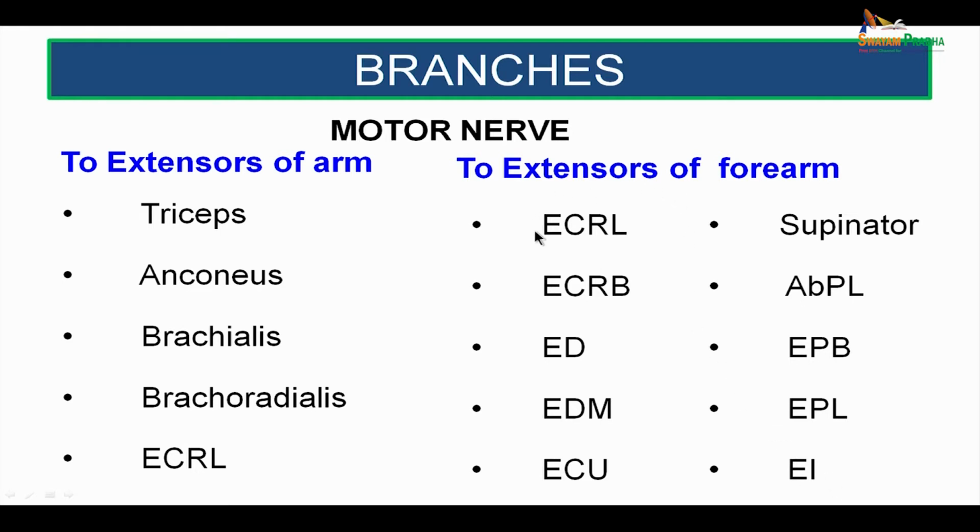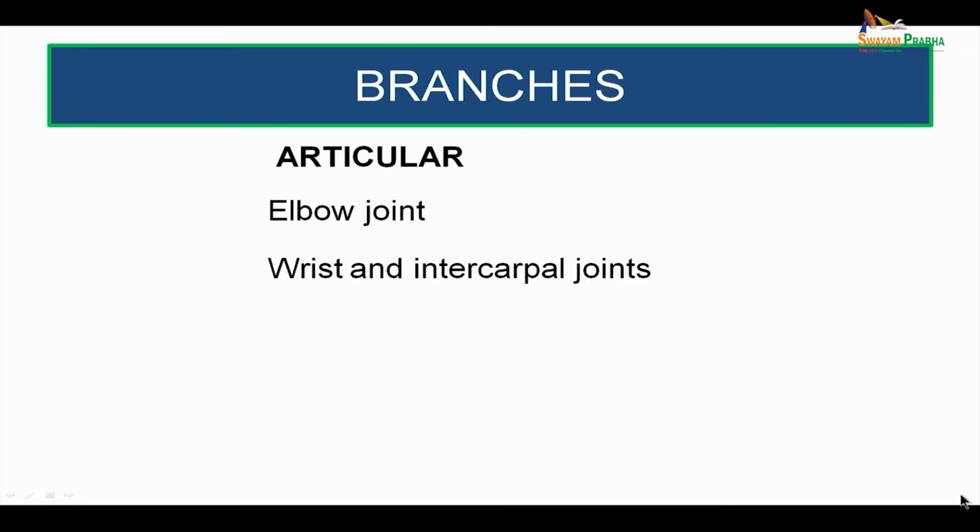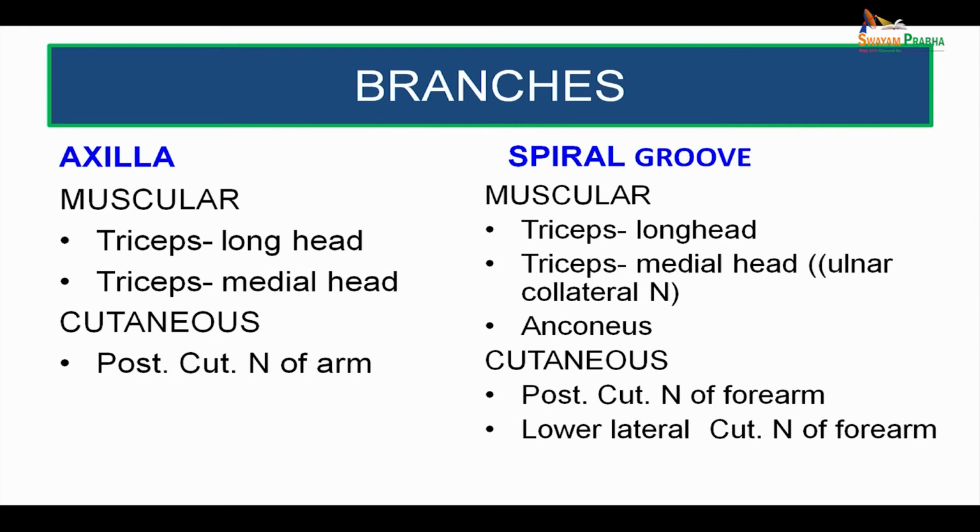It is to be noted that the extensor carpi radialis longus is supplied even before the nerve enters into the forearm compartment, posterior aspect. The nerve also supplies the elbow joint, the wrist and intercarpal joints. That is, it gives off articular branches as it passes along its entire length. So, now to summarize the branches given off at different regions.